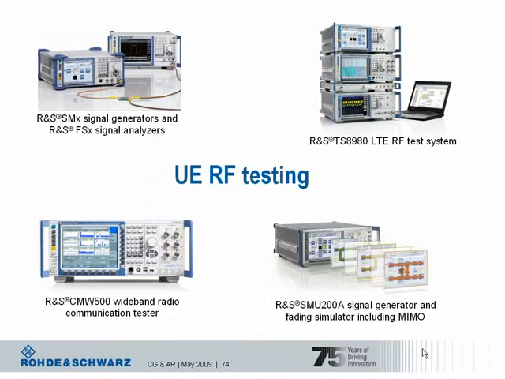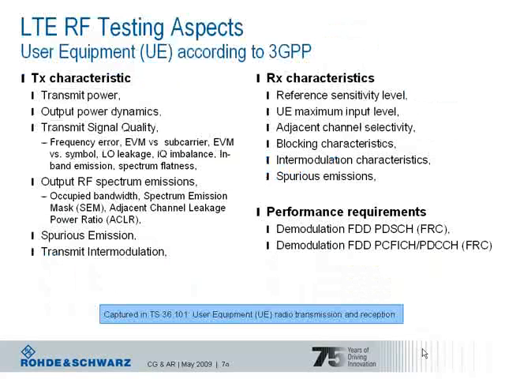Let's focus now on the terminal side. As for the base station, RF and performance requirements are covered in the technical specification from 3GPP. This is 36.521 part 1, which relies on 36.101, UE radio transmission and reception. TX and RX measurements as well as performance requirements are specified here.